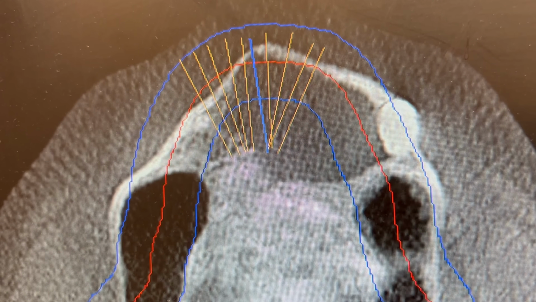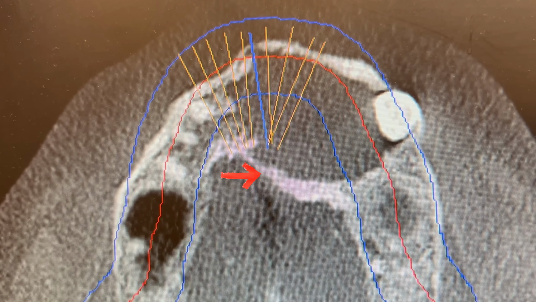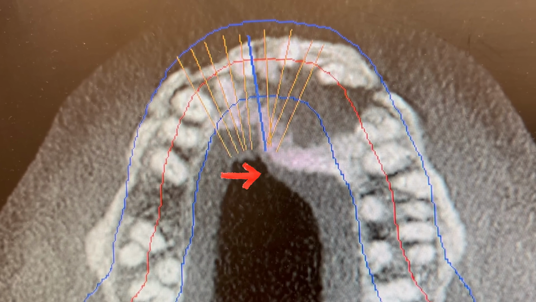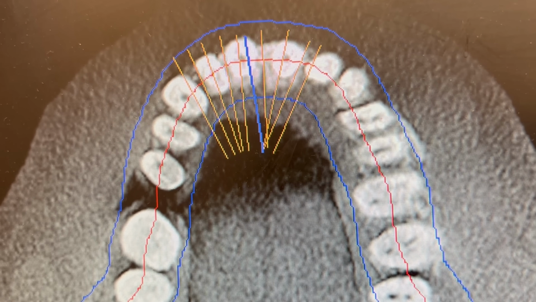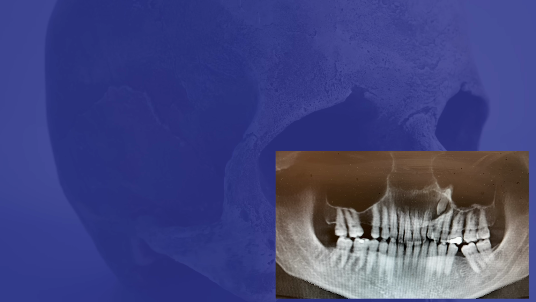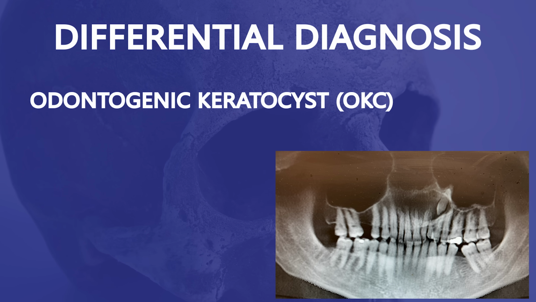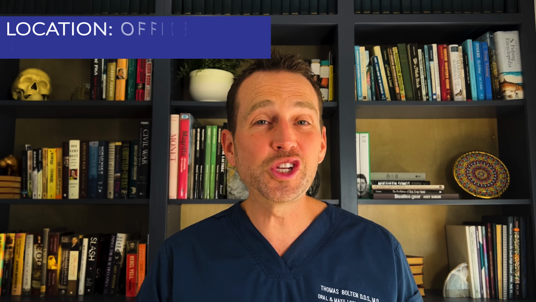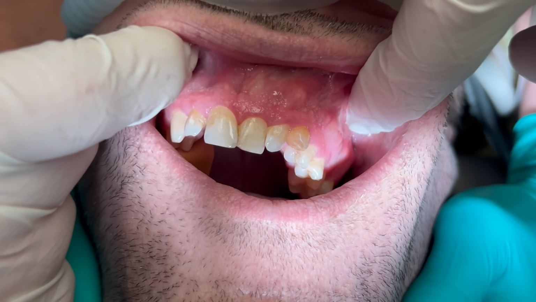This radiolucency is causing bony expansion, especially towards the palate. The differential on this lesion includes an odontogenic keratocyst, an ameloblastoma, and a dentigerous cyst. The treatment involves exposing the site, removing the ectopic canine, cleaning this lesion out, and submitting it to the pathologist to obtain a definitive diagnosis. This procedure is performed in the office under IV sedation.